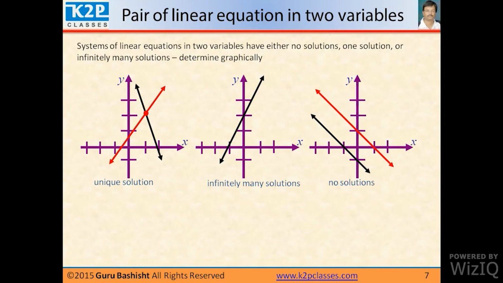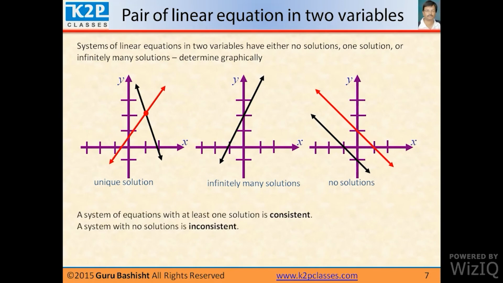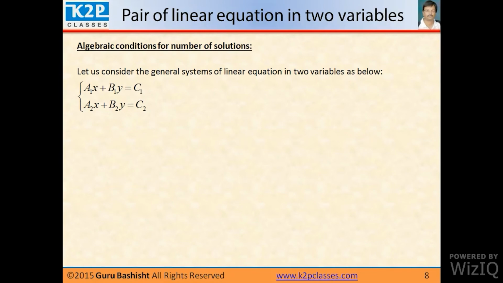Algebraic conditions for the number of solutions. Let us consider the general system of linear equations in two variables as below: a1x + b1y = c1, a2x + b2y = c2. If a1/a2 is not equal to b1/b2, that means the ratio of coefficients of x is not equal to the ratio of coefficients of y, then the system has a unique solution.